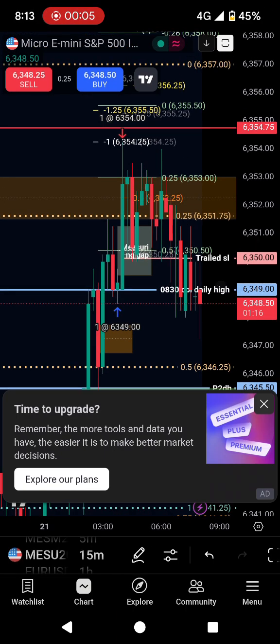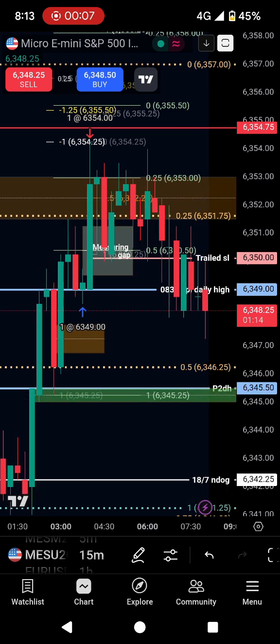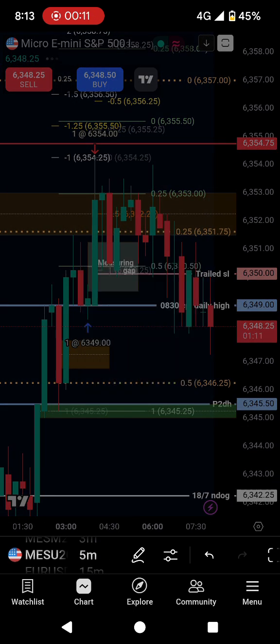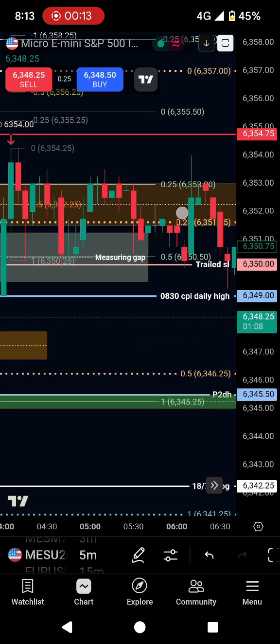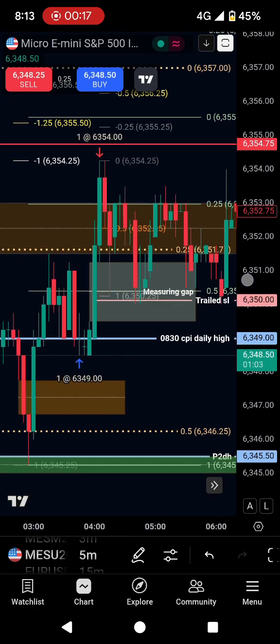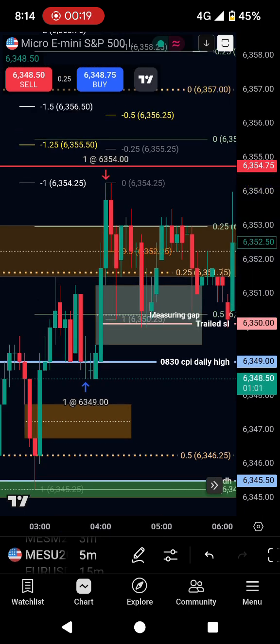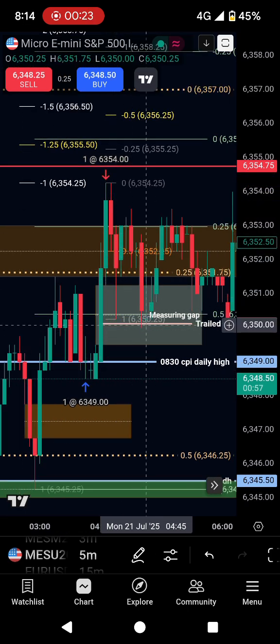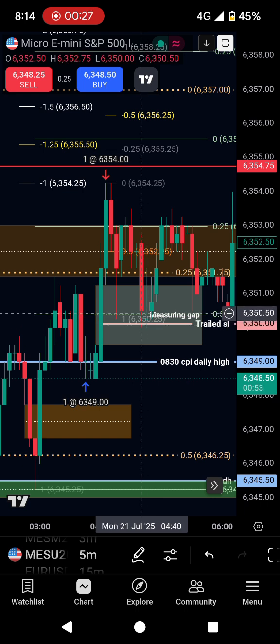Okay guys, so this was the trade. This is the 15-minute chart. Let's go down to 5 minute. This was the trade I used as N3, and as I say, this is a measuring gap. As you can see here, it came down, and here I got stopped out already. So once again, just a profit trade, still a profit trade.